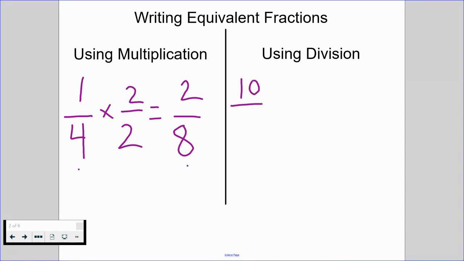You can also do the same thing with division. Remember, whatever you do to the top, you do to the bottom. Whatever you do to the bottom, you do to the top. In my numerator, 10 divided by 2 is 5. In my denominator, 12 divided by 2 is 6. So 10/12 and 5/6 are equivalent.